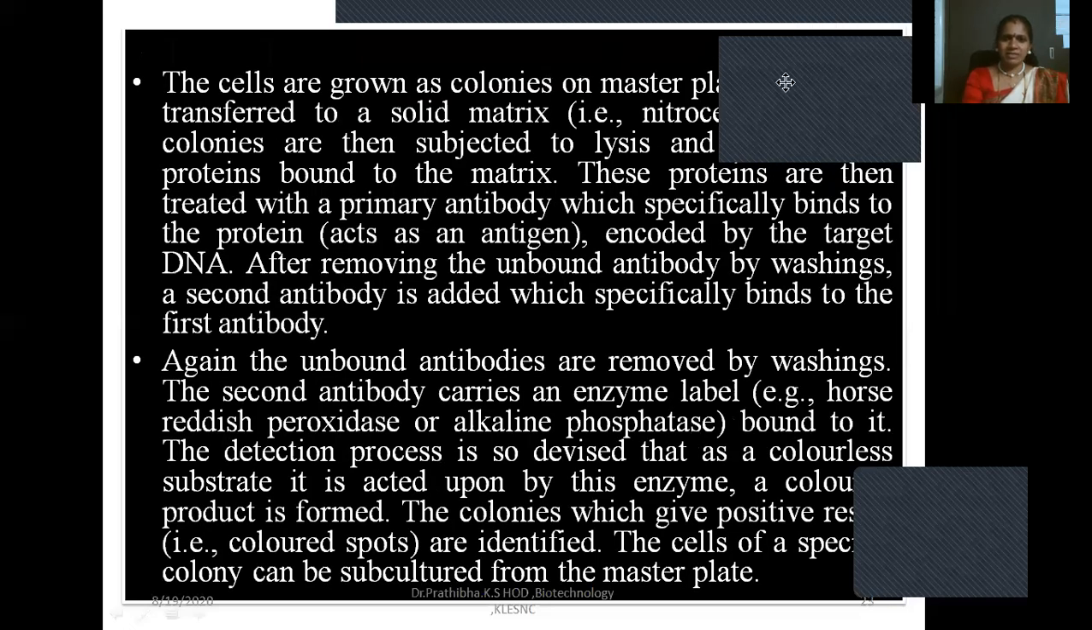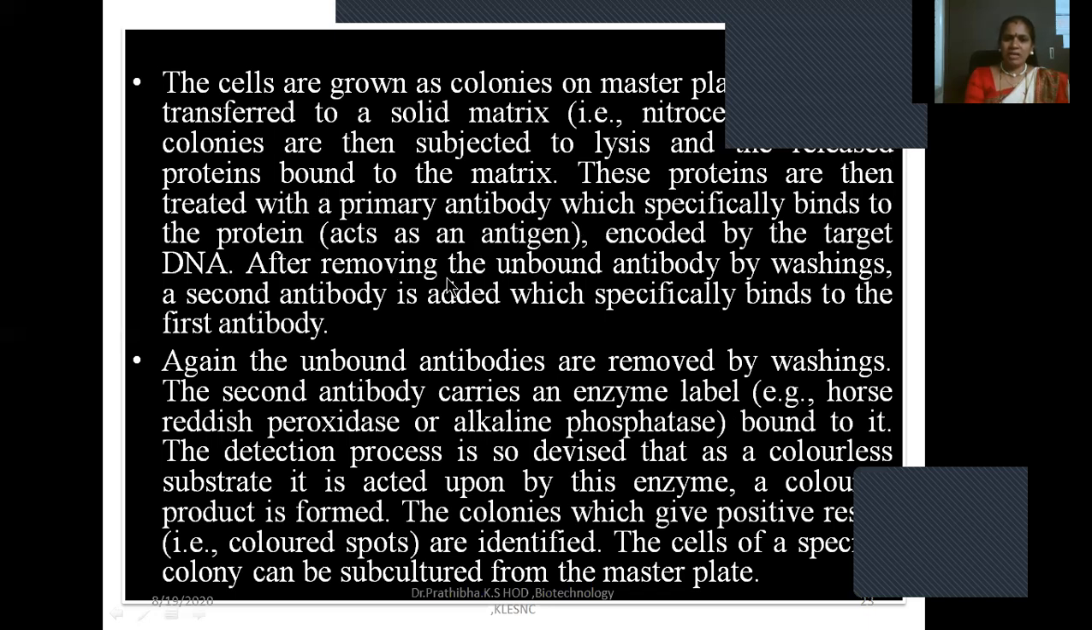Here first, cells are grown as colonies on master plates, which are transferred to a solid matrix. The same methodology as in colony hybridization will be done here, with a solid matrix like nitrocellulose or nylon membrane. The colonies are then subjected to lysis, and the released proteins are bound to the matrix. These proteins are then treated with the primary antibody, which specifically binds to the protein, which acts as an antigen encoded by the target DNA.